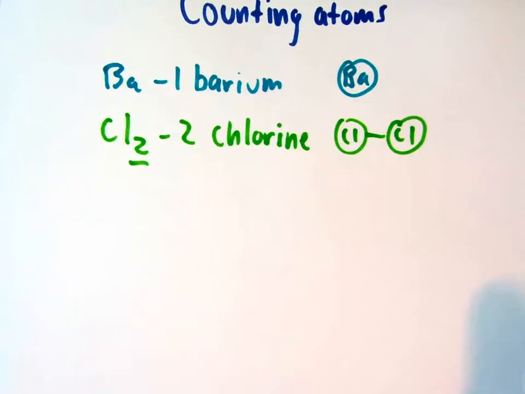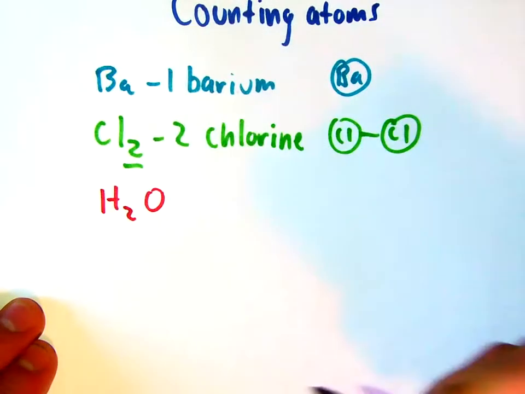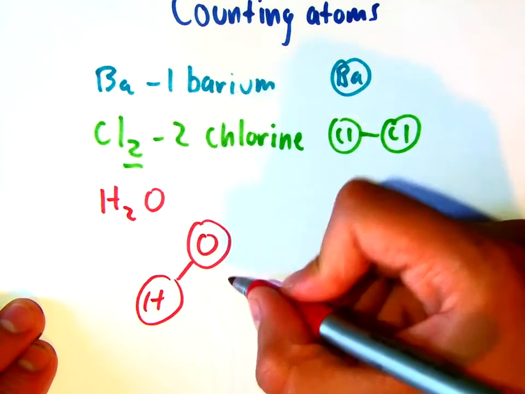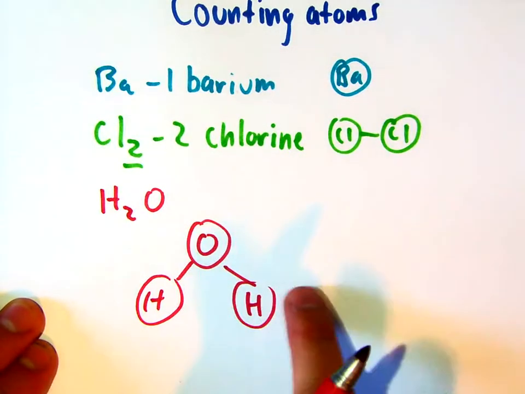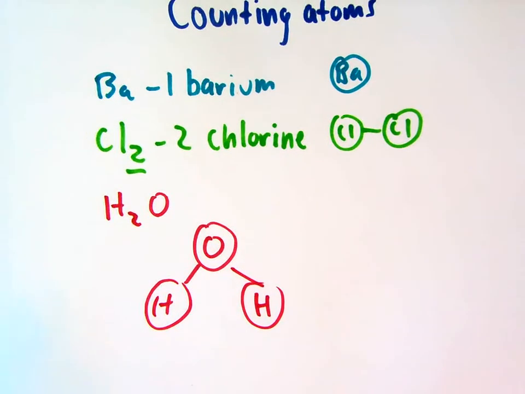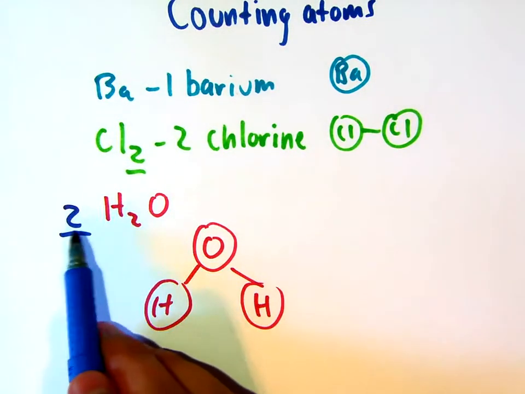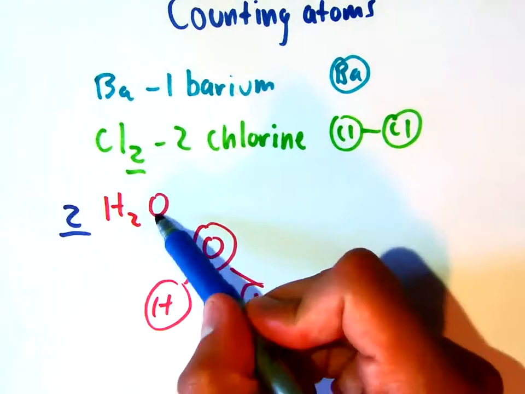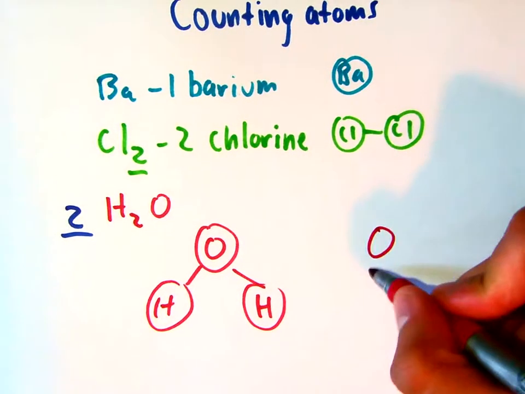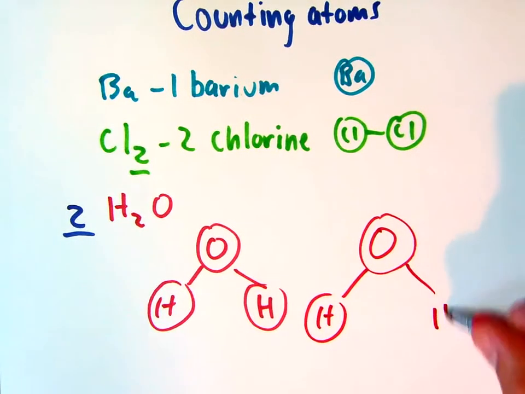What if we have something a little bit more complex? Let's say we have H2O, a water molecule. You don't have to know why, but we have an oxygen and two hydrogens connected to it. So it would look like two hydrogens and one oxygen. What if I put a 2 in front of this? That's what I call a coefficient. It goes in front, and this 2 applies to everything because we have two H2O molecules. In other words, we have two water molecules, one here and one here.